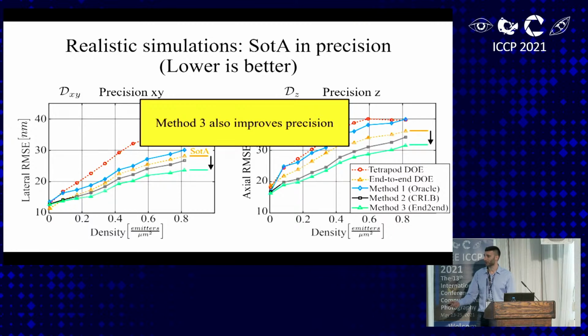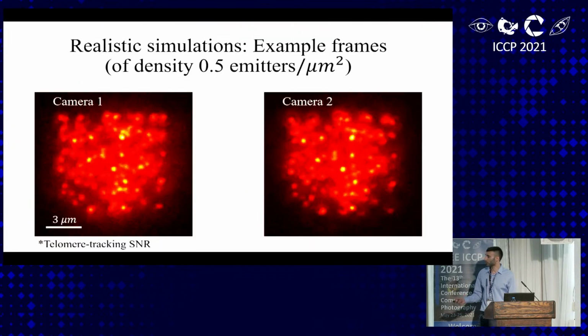Now just to give you a hint what this density axis really means, let's take a visual example at a density of 0.5. So this is simulated with method 3 with the PSFs learned end-to-end.